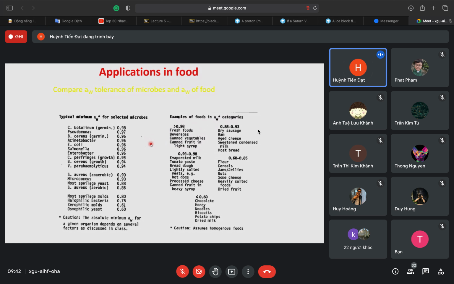can you indicate any pathogens they can grow in here?